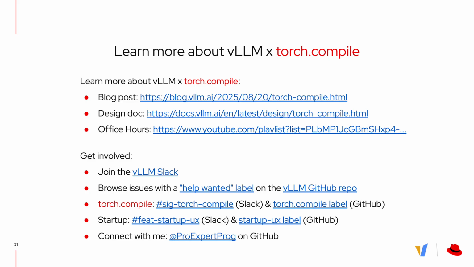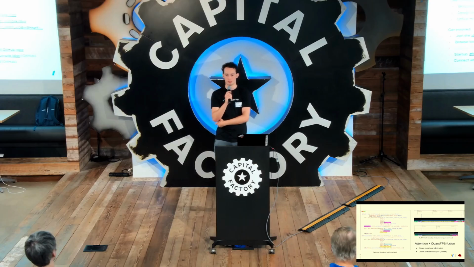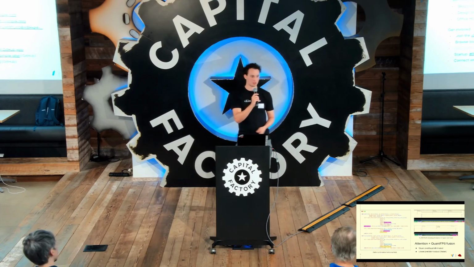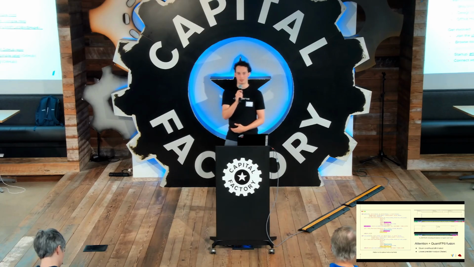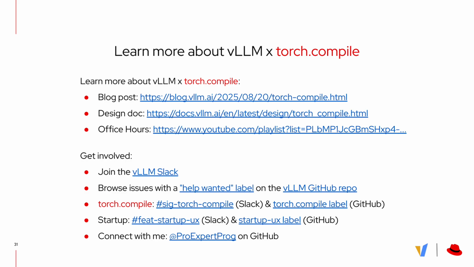And then, yeah, please get involved, join the vLLM Slack. You can browse the issues with Help Wanted if you want to contribute. We love contributions from the community. There will always be somebody to review your PRs and get them merged. I think it's one of the easiest places to get a PR merged in the open source community. And if you're specifically interested in Torch.compile, there's the SIG Torch.compile channel on Slack.